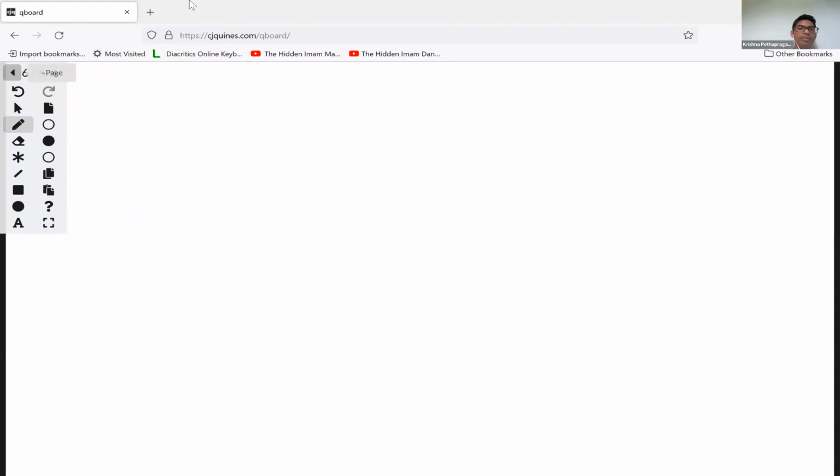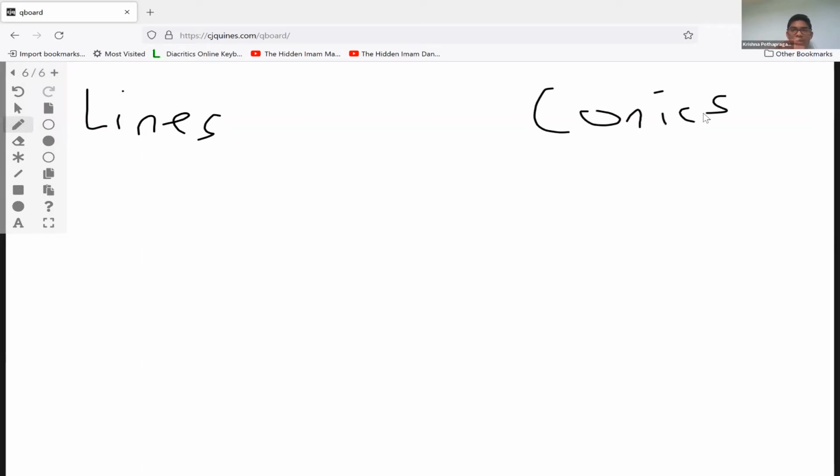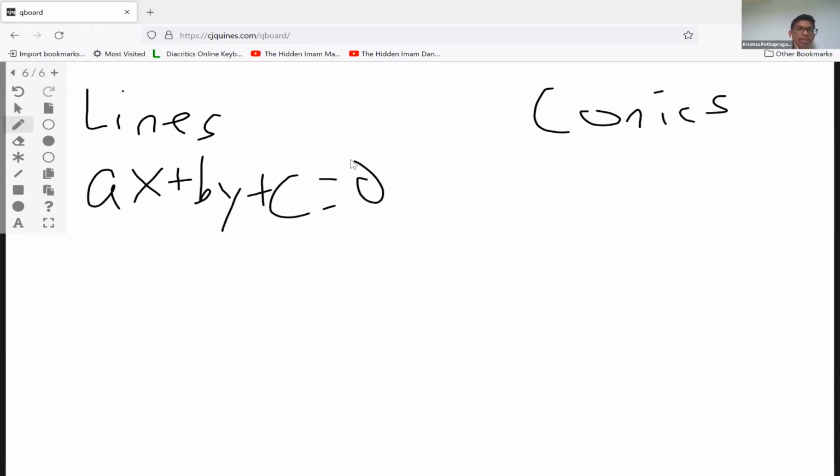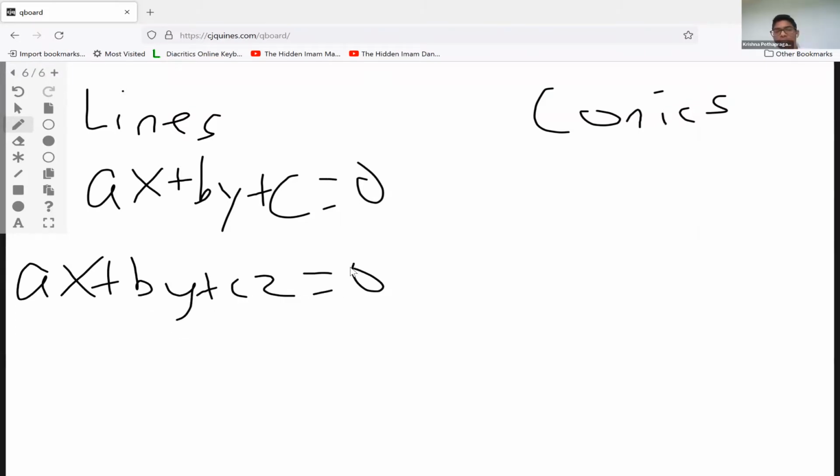So we can look at what the equations of lines and conics turn into in this new coordinate system where we add points at infinity. Before, a line looked like ax plus by plus c equals 0. Now a line will look very similar, actually: ax plus by plus cz equals 0.